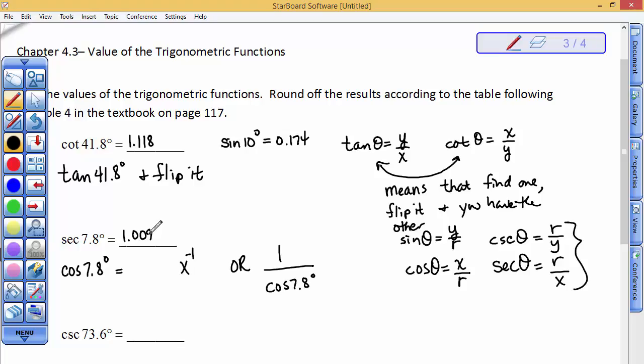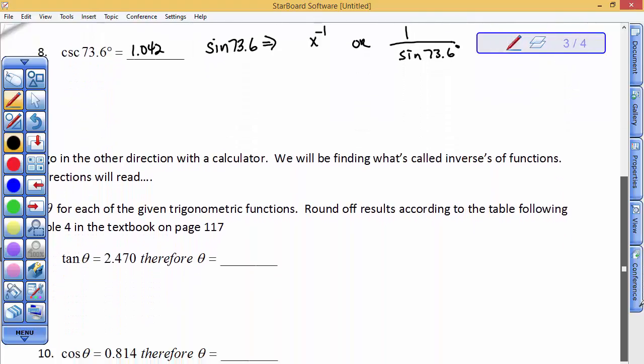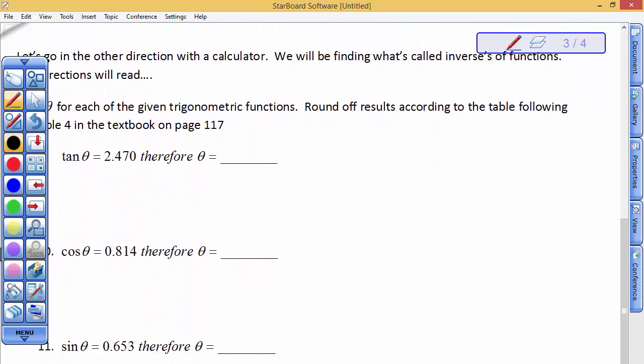Likewise, we're going to talk more in some future segments about how the values for sine and cosine will always be less than 1, because in their denominator is the hypotenuse. Find the cosecant of 73.6, please, by finding the sine of 73.6 and then hitting the x to the minus 1 key, or take 1 divided by the sine of 73.6 degrees. Either way you should get a number bigger than 1: 1.042.